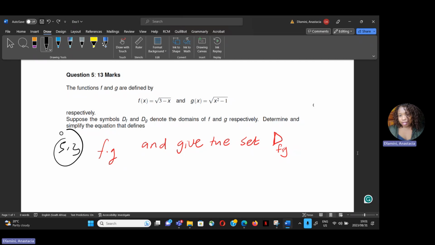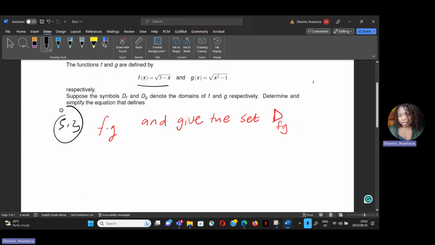In 5.3, we're asked to find f of x times g of x and also find the domain of f of x times g of x. We are given that f of x is equal to the square root of 3 minus x, and g of x is equal to the square root of x squared minus 1. Now let's find f of x times g of x.